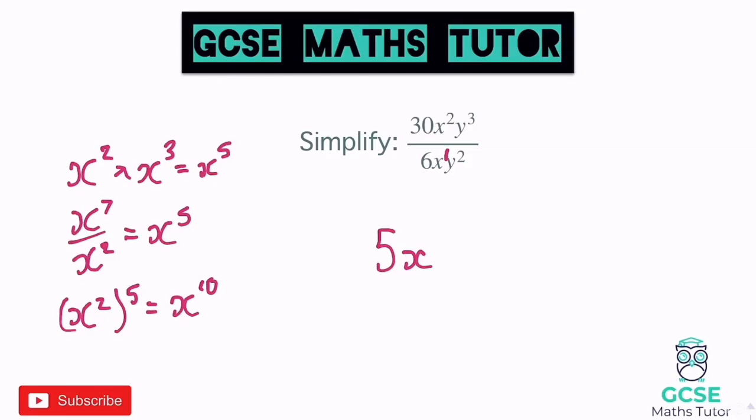Moving on to the y's, we have y to the power of 3, y squared on the bottom, and 3 take away 2 gives us just y on the bottom there. So our final answer would be 5xy.